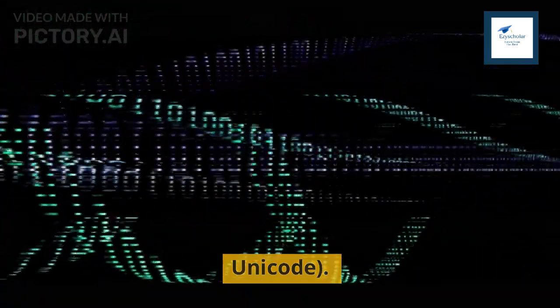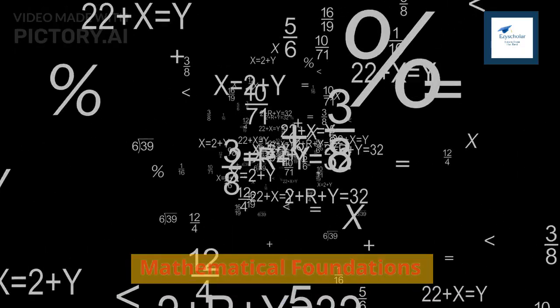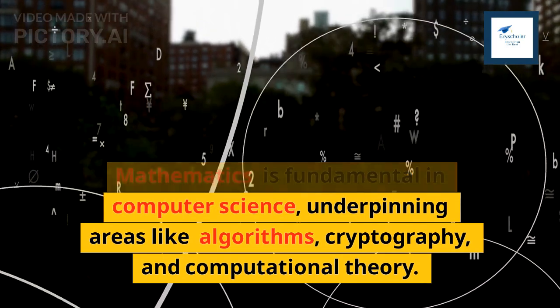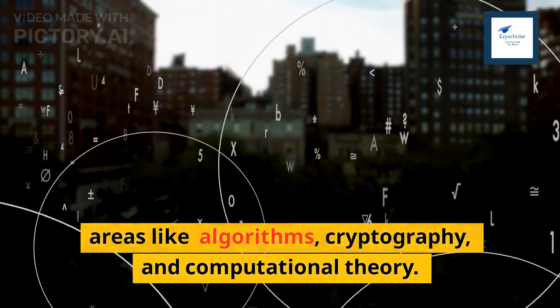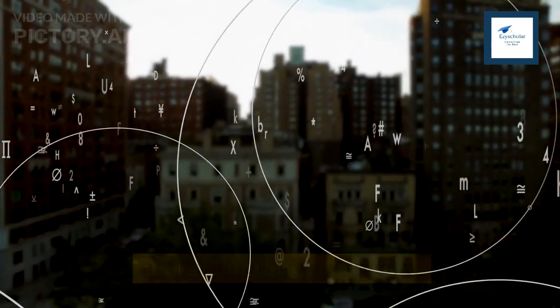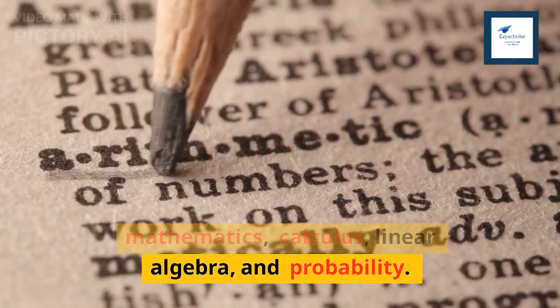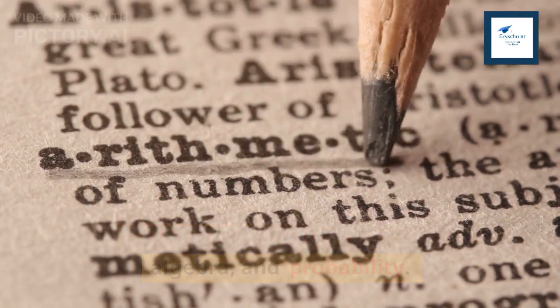Example: ASCII, Unicode. Mathematical foundations: mathematics is fundamental in computer science, underpinning areas like algorithms, cryptography, and computational theory. Key areas include discrete mathematics, calculus, linear algebra, and probability.